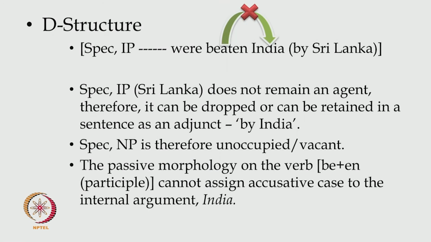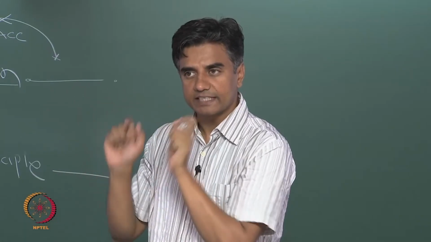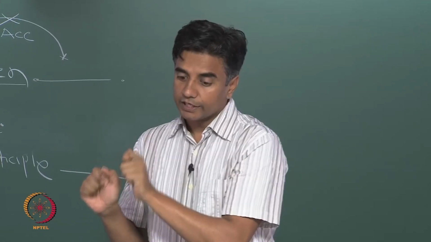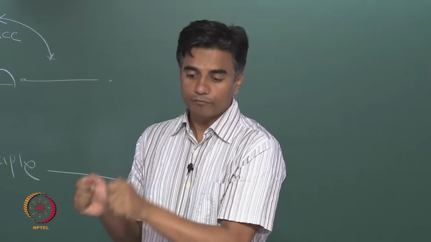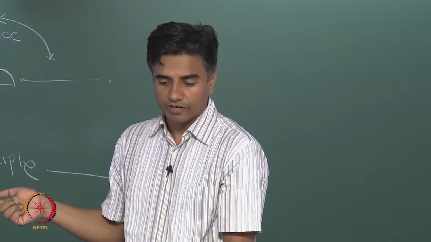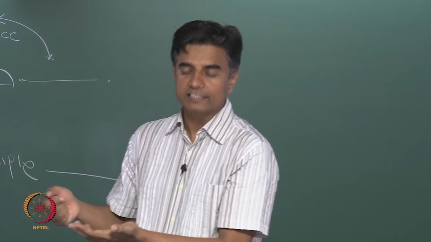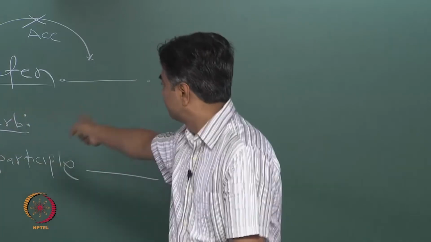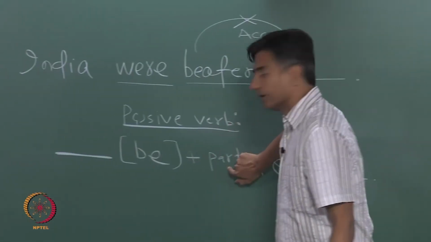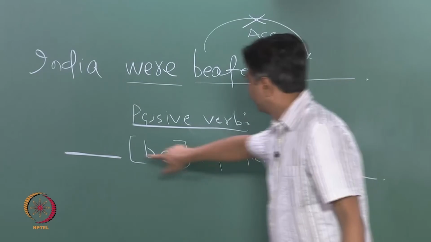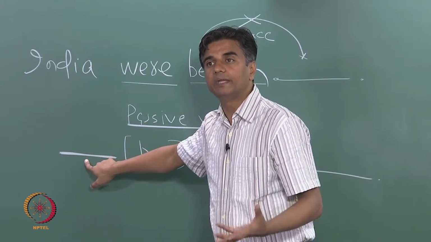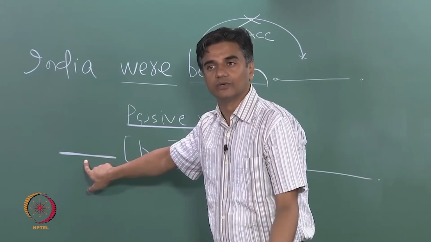So the point is the spec of IP, look at the active sentence. The specifier position of the IP, which was Sri Lanka, does not remain an agent. Therefore, it can be dropped from the sentence or can be retained in the sentence as an adjunct. Because this participle verb, passive verb, will not allow an NP with an agent theta role here.